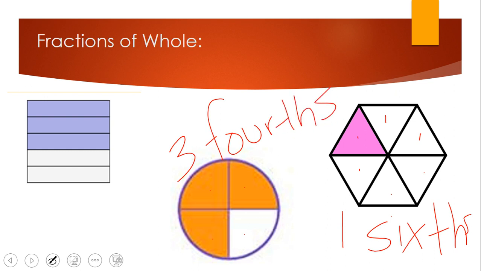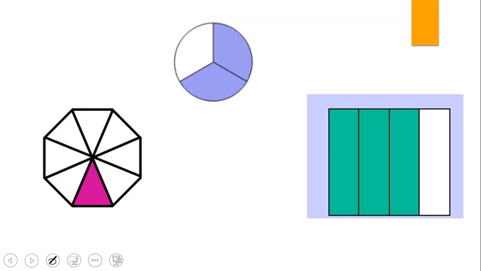And for my rectangle, I have 1, 2, 3, 4, 5. So I have 3 things that are colored, but I have 5 equal parts, so it's fifths. And remember, fifth, it's not fives, it's fifths. So it's a bit different. That one's a tricky one to remember.